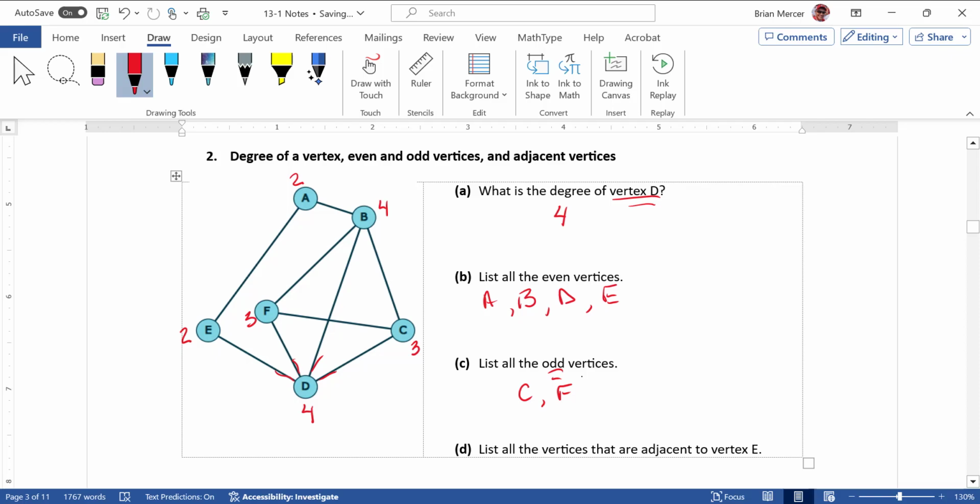And then, let's see, list all the vertices that are adjacent to vertex E. So if we look at vertex E, that's this guy right here. And the vertices that are adjacent to it are the ones that are attached to it by edges. So if you look at E, you've got an edge that goes over here, connects to A. We've got an edge that goes over here, connects to D. So the vertices that are considered adjacent to E would be just A and D. So hopefully that helps with some of those definitions.